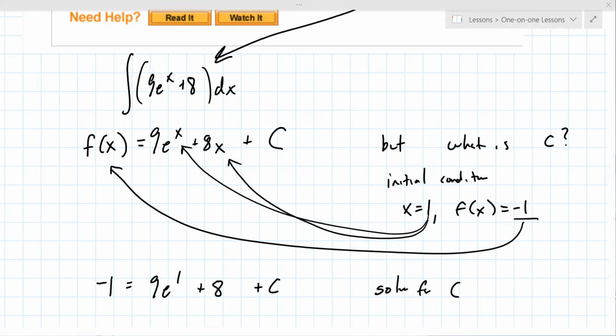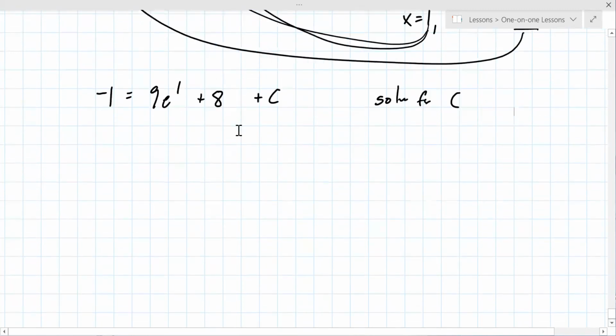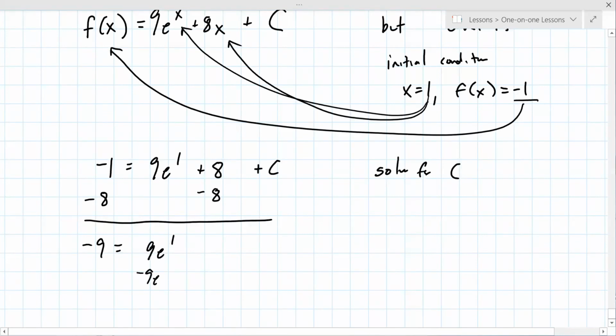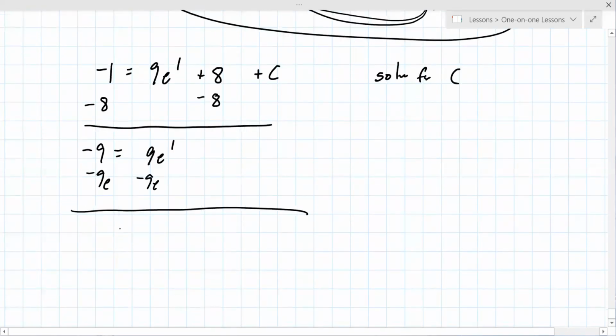So 9e to the 1, what is e to the 1 equal? It's e to the 1. You keep it as this. So you subtract 8, so you get minus 9 equals 9e to the 1 plus c, and then you subtract 9e. And this is where I think it's uncomfortable. c, which is on the right here, is minus 9 minus 9e, and that's what it is. That is c. It's totally okay.